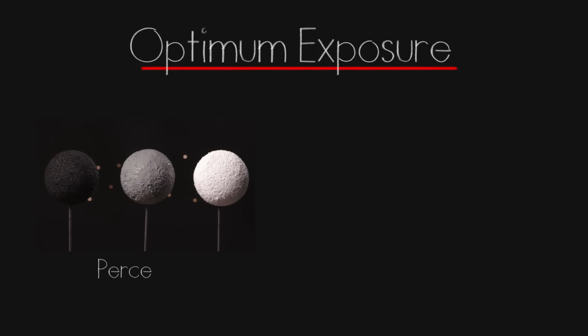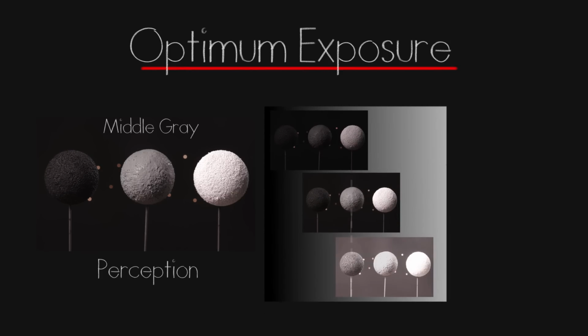So, just like Goldilocks, we want our exposure to be just right. For the sake of simplicity, let's just call this the optimum exposure in that it renders a middle gray object as middle gray in our final image. Here in our simplified shot scenario with three different shaded spheres, the optimum exposure should render the middle gray sphere as middle gray in the final rendering.